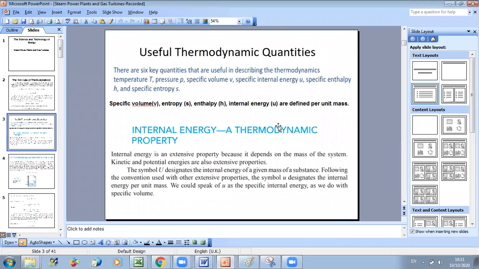Okay. So we will see that we have 6 main quantities that are useful in describing thermodynamics. We have the temperature T, and of course you are familiar.